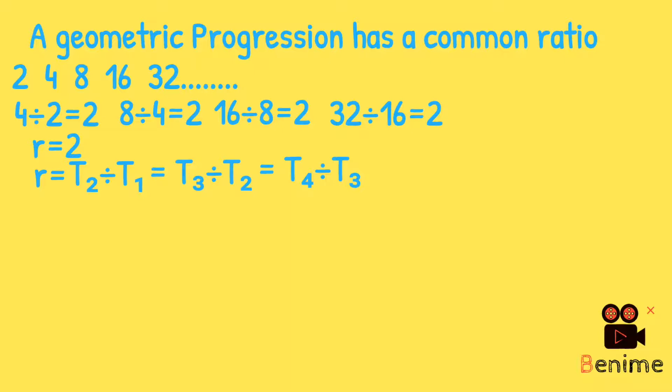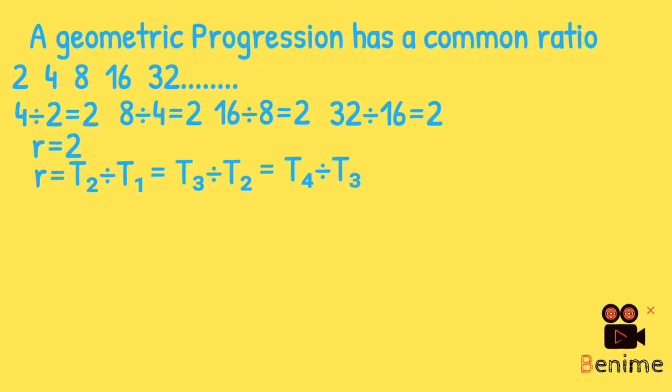Now observe another thing. If you want to get the next term, you simply multiply by the common ratio. For instance, our first term was 2. If you want to get the next term, we multiply 2 by the common ratio. The common ratio is 2. So multiply 2 by 2, you get 4. If you want the next term after 4, you multiply 4 by 2, you get 8. After 8, you multiply 8 by 2, you get 16. After 16, multiply 16 by 2, you get 32. So we're multiplying the term by the common ratio to get the next term. If you want to get T6, you multiply T5 by the common ratio.